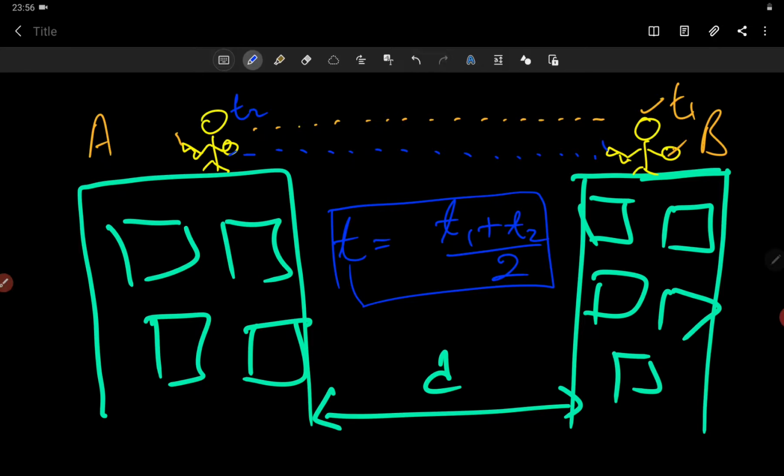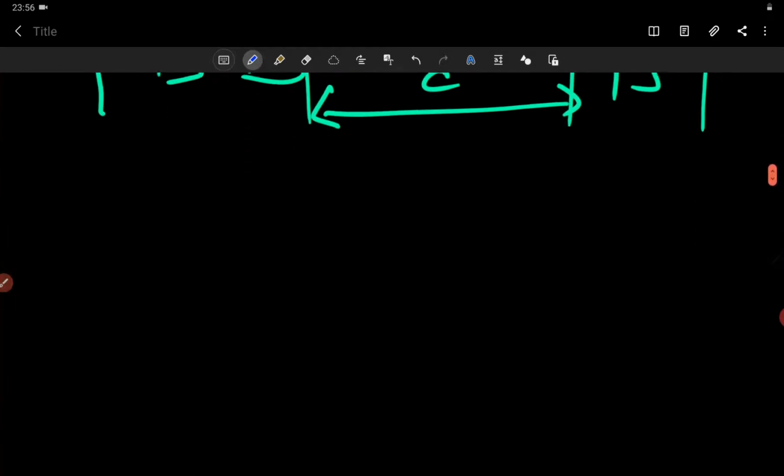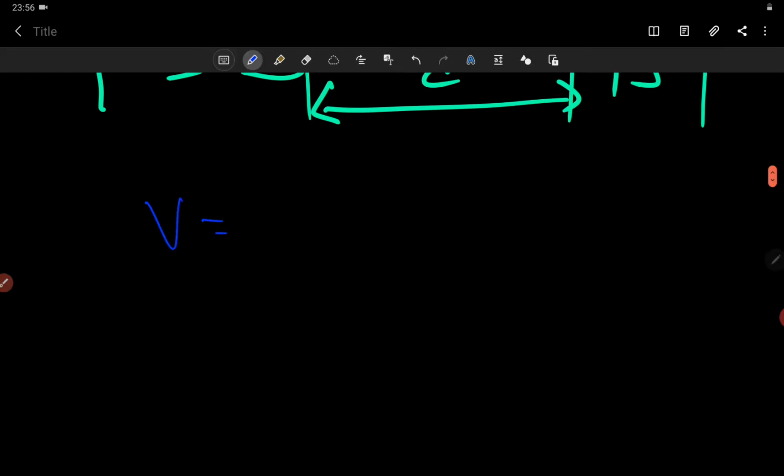Now after knowing the average value of the time, they can use the formula for the speed, which is V equals distance by time. So now the distance is known. We can always measure the distance, right. Suppose the distance is 1 kilometer, we can put the values, right, and then when we divide it by the time, which is the average time of T1 and T2, we shall get the speed of the sound. Okay, I hope you have understood the experimental determination of the speed of the sound.